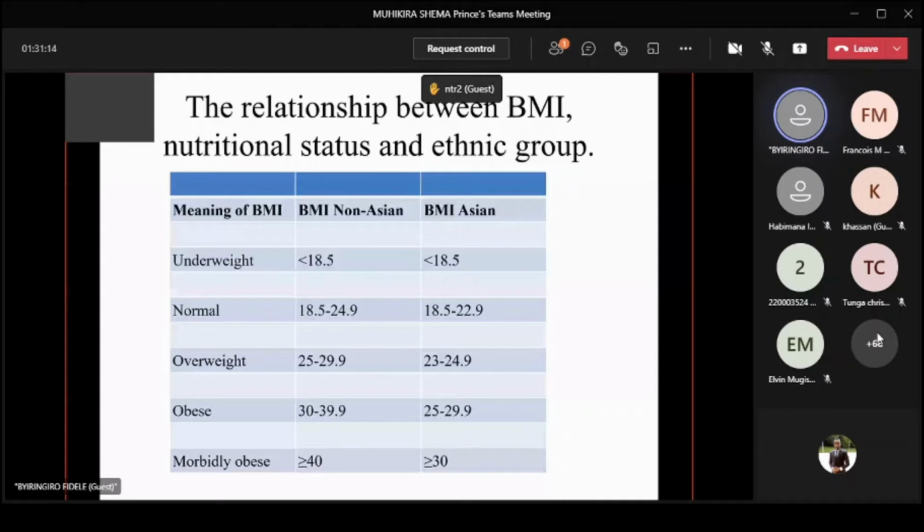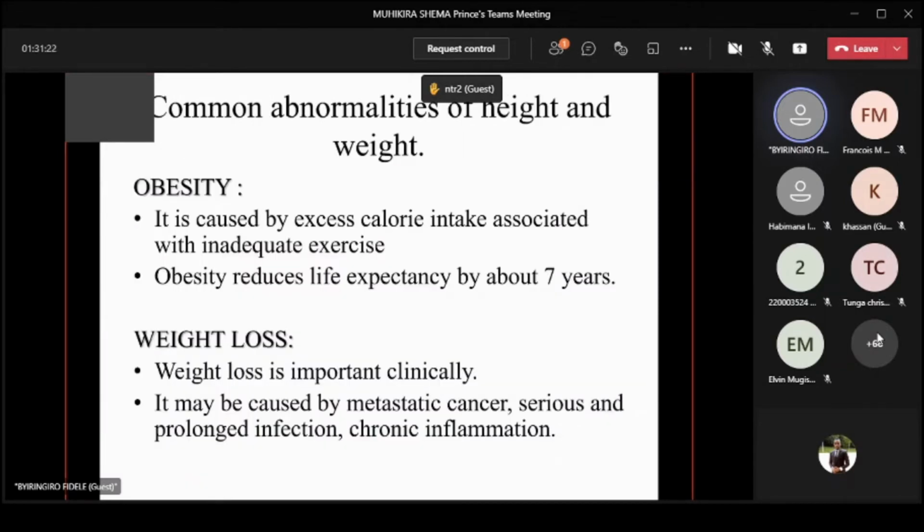These are very important to know. So for obesity, it is caused by excess calorie intake associated with inadequate exercise, and obesity reduces life expectancy by 10 years. And weight loss is clinically important, and it may be caused by a chronic disease, a serious or prolonged infection, or a chronic inflammation.